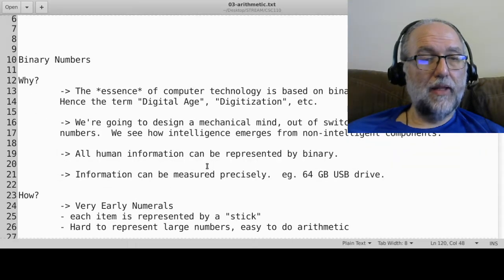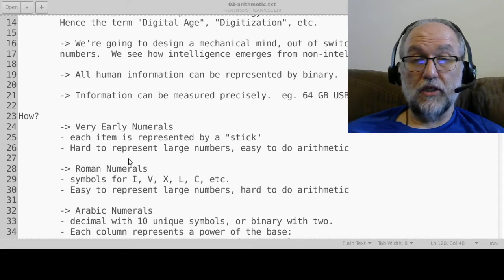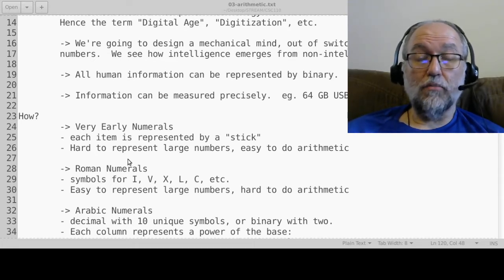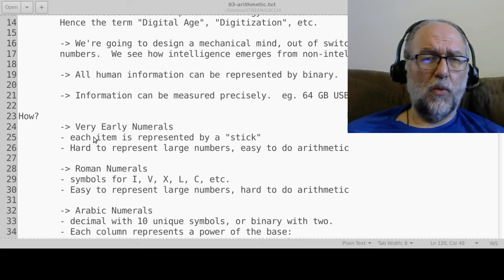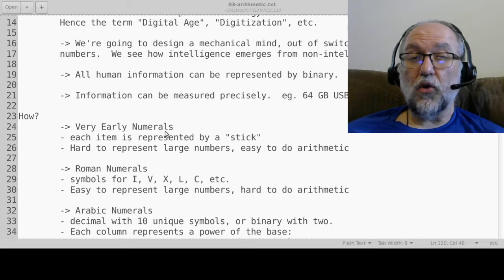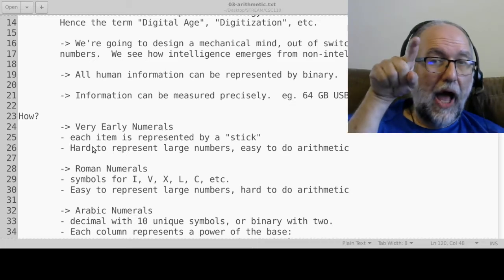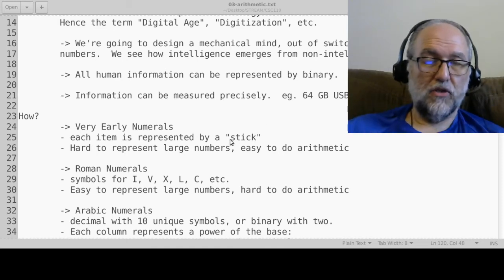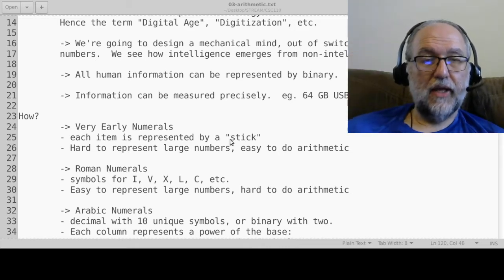So let's continue. Before I jump in and actually show you how to do binary arithmetic, let me quickly remind you about how numbers have been represented in the past. The first way that numbers were represented was what you might call very early numerals. Basically each line, each stick, represents an object. So if you had 3 cows, you'd draw 3 sticks. If you had 5 houses, you would draw 5 sticks.